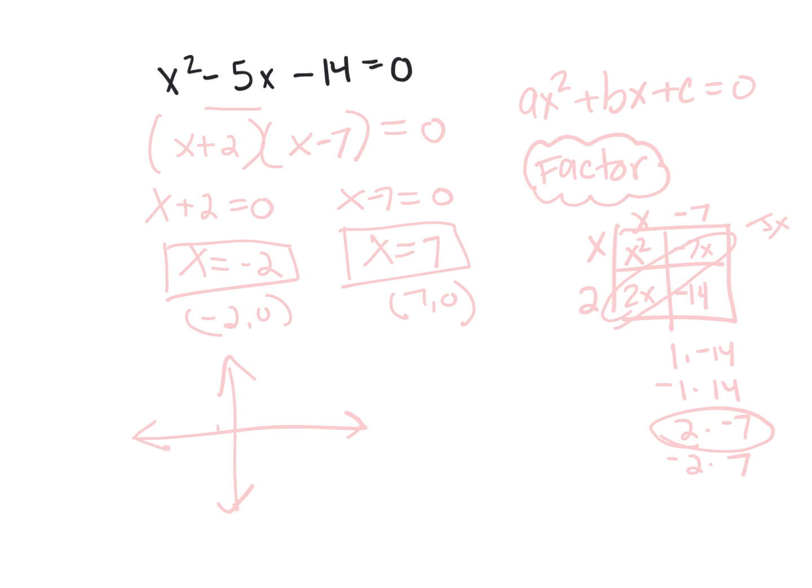And so that if we were asked to sketch this, we would go to negative 2, 0 and 7, 0. Since our coefficient was a positive 1, this would open up. And now we won't sketch all those, but just wanted to give you a really quick review.